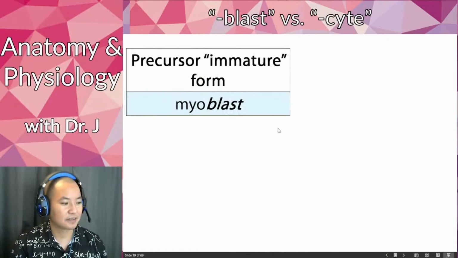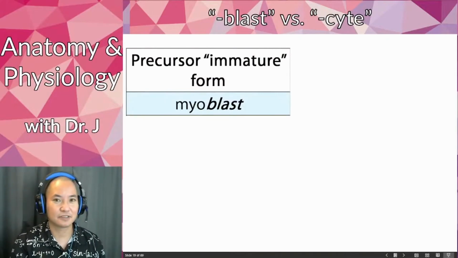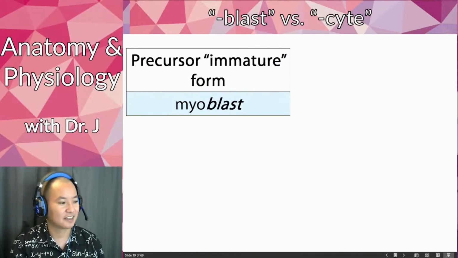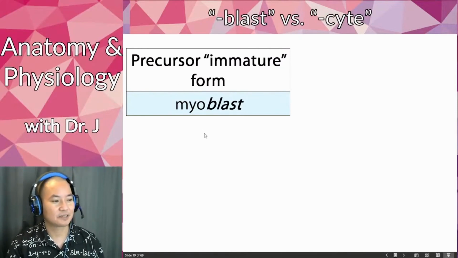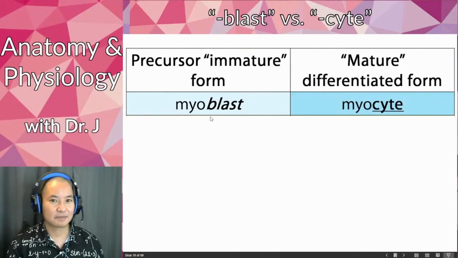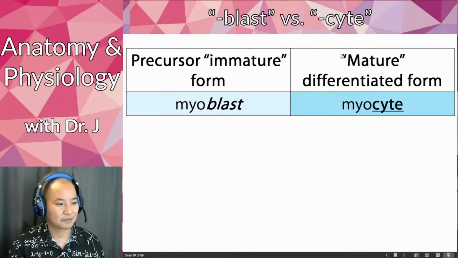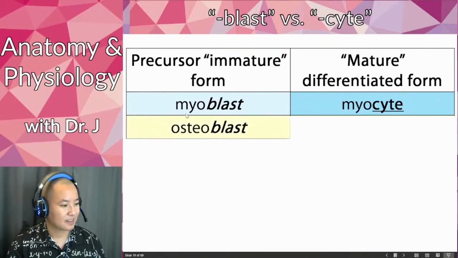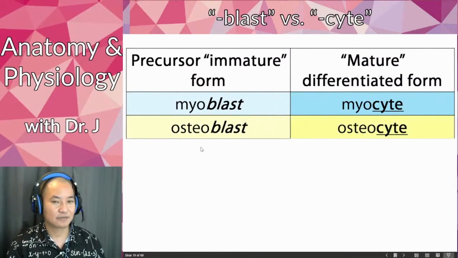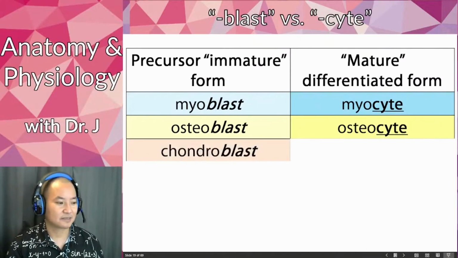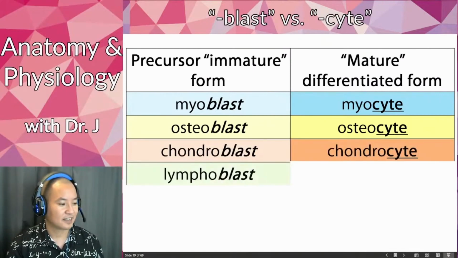So here we have something called a myoblast. That's another useful preview for next unit. Myo refers to muscle. So this is an immature muscle cell, and when they fuse together they can form something called a myocyte. We'll cover what differentiate means in a bit. Then there are osteoblasts, which are immature bone cells, and they can develop into osteocytes. Chondroblasts are immature cartilage cells, and they can form chondrocytes. And lymphoblasts can mature into lymphocytes.